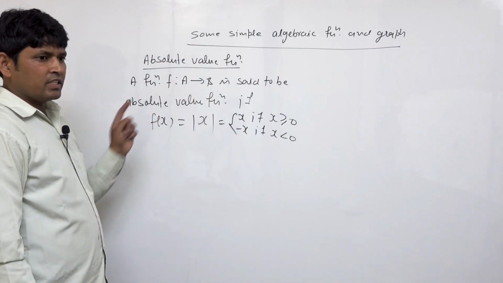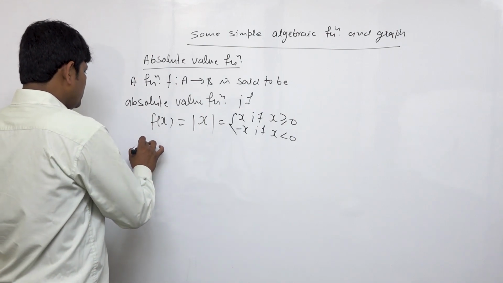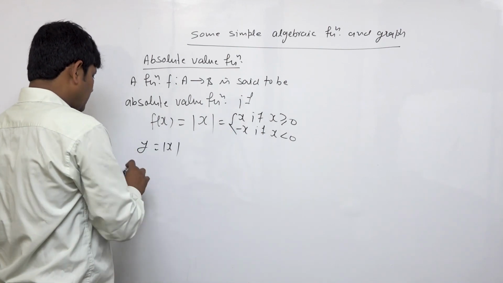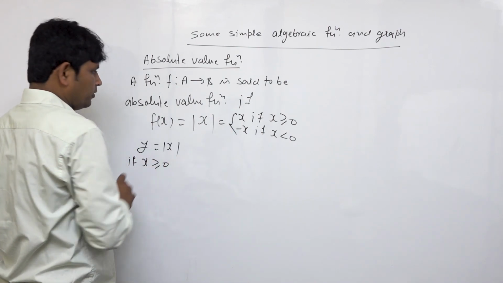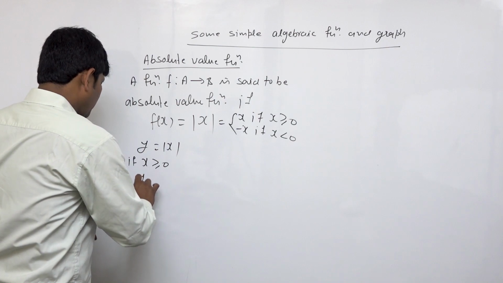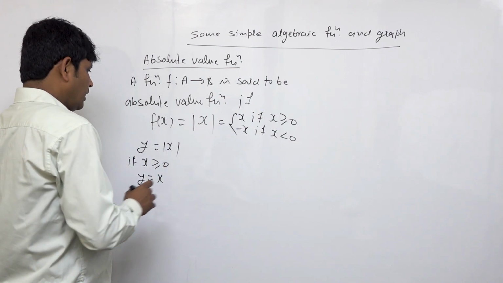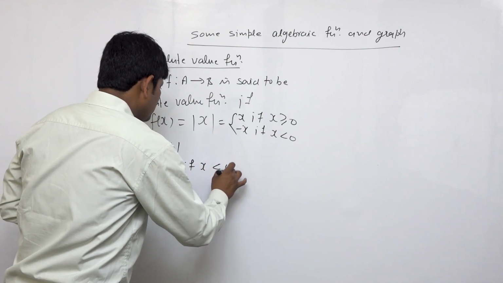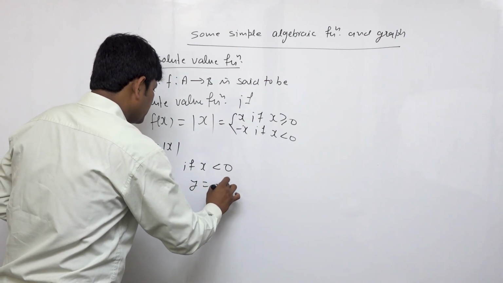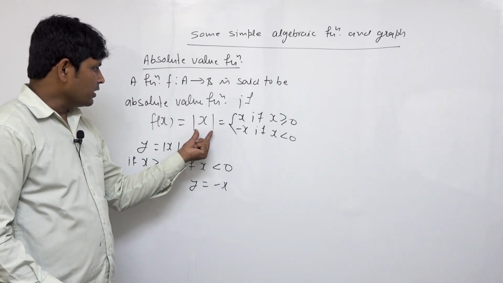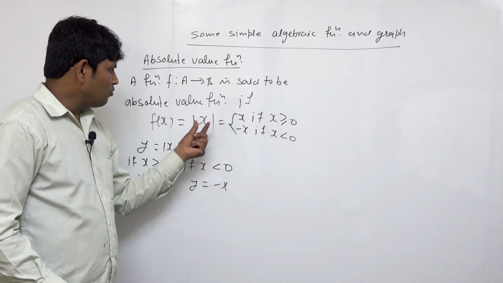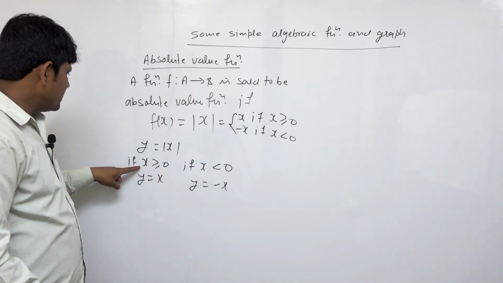So if we have to draw this graph, we can draw it like that. Suppose y is equal to modulus of x. If the value of x is greater than or equal to 0, modulus of x can be written as x, so we can write y is equal to x only. And if x is less than 0, modulus of x can be written as minus x, so y is equal to minus x. Let's restate the definition: if x is greater than or equal to 0, modulus of x is x. If x is less than 0, modulus of x is minus x.